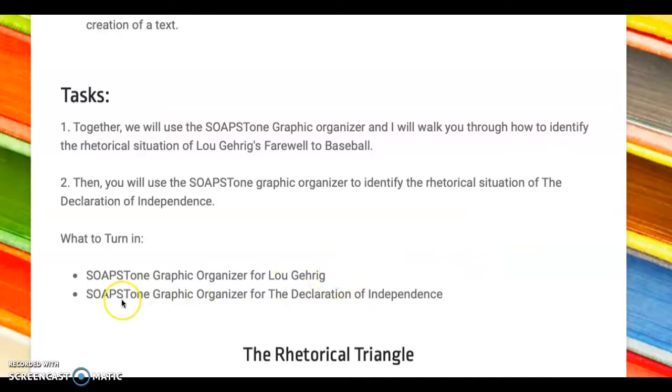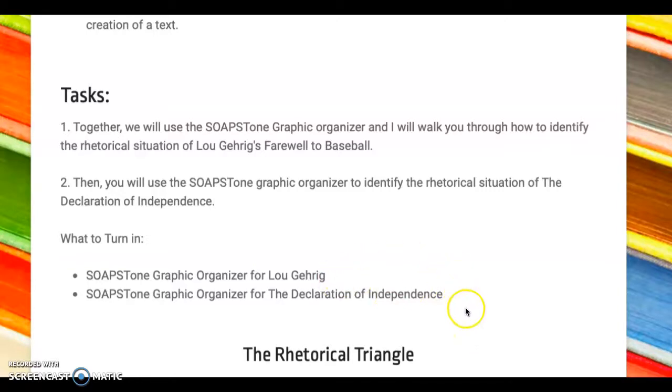Then you are going to apply it yourself using the same graphic organizer, SOAPSTONE, but this time for the Declaration of Independence. Lou Gehrig's speech is pretty straightforward and somewhat simple. The Declaration of Independence is longer, more complex, and obviously very weighty.